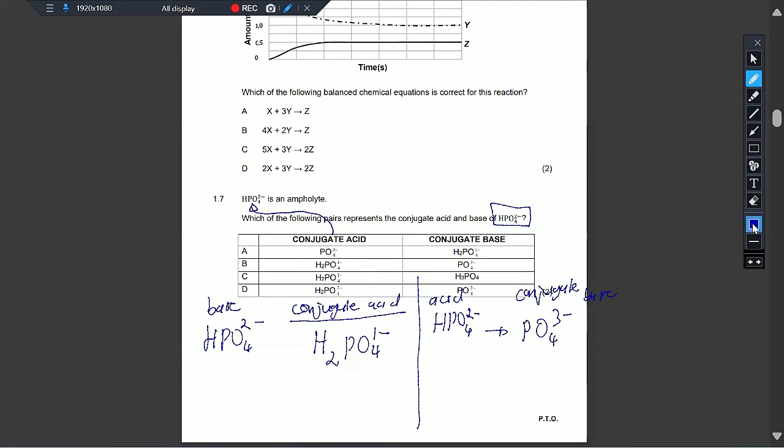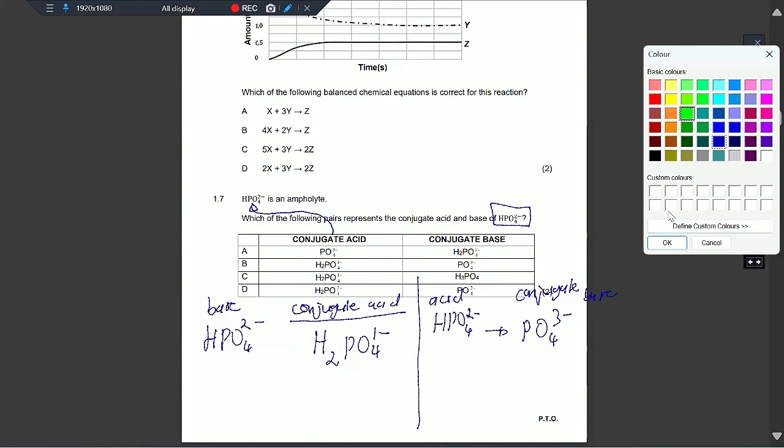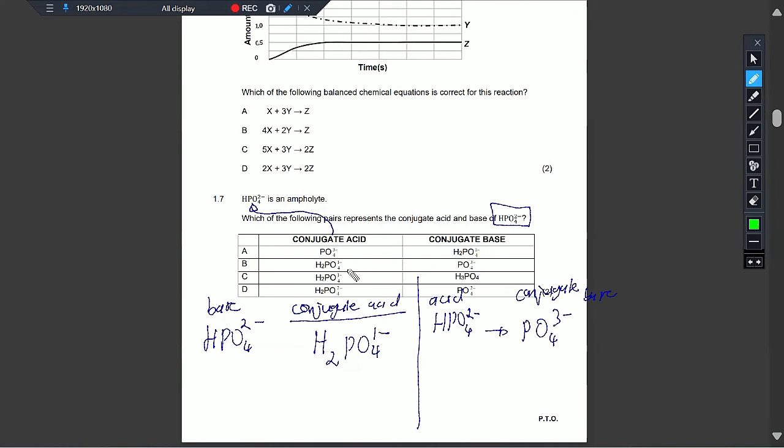Now we want to see the option that provides that. Which option provides that? So for conjugate acid, we have that, and then for conjugate base, we have that. So it has to be option B. Okay, nice one.